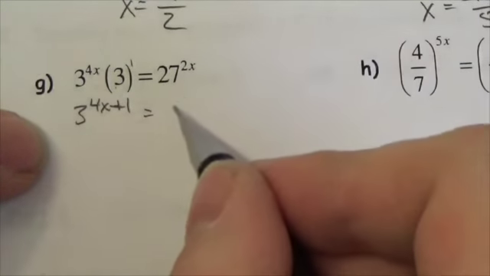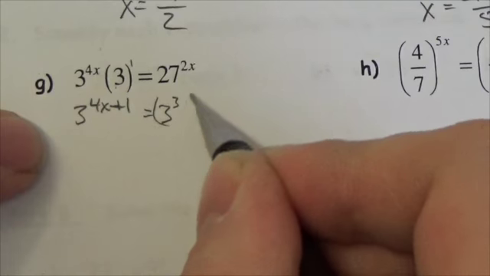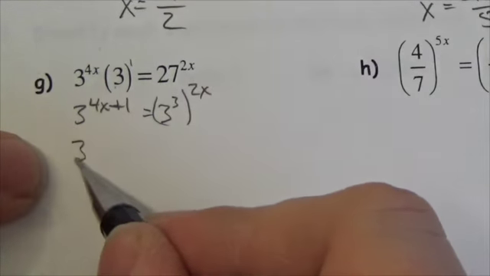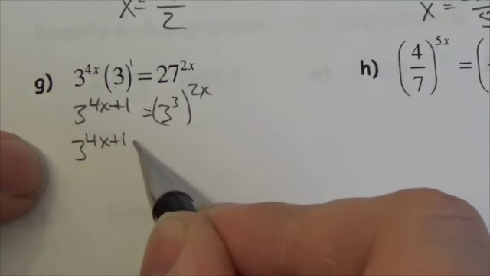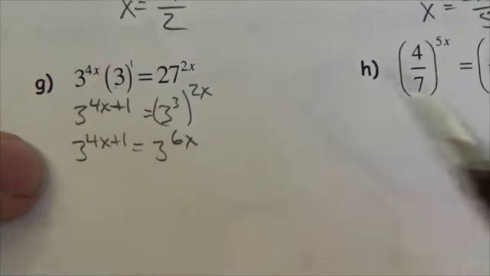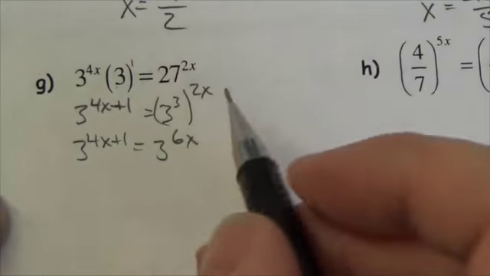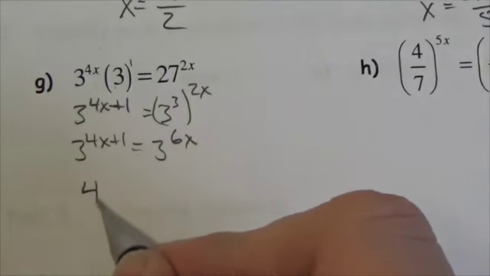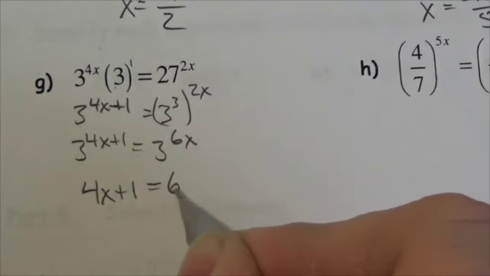Now on the right-hand side, I'm simply going to write 27 as 3 cubed. And so now I get 3 to the 4x plus 1 is equal to 3 to the 6x. Okay? Power equal to power. Bases are the same. I know that my exponents must be the same.